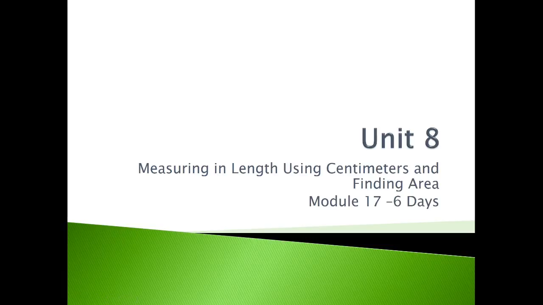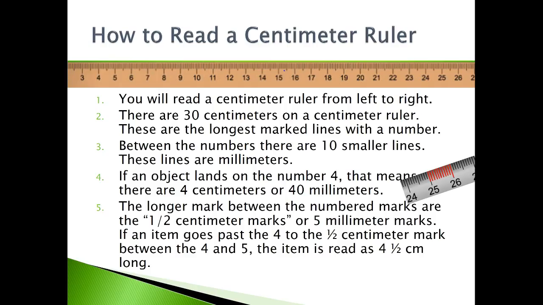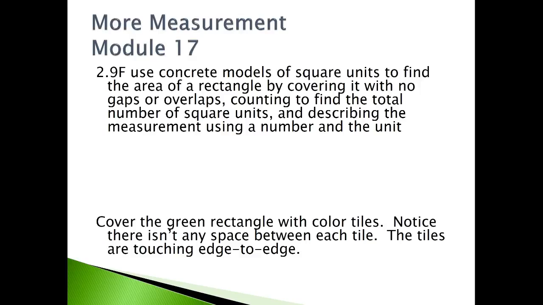Unit 8, we're going to start measuring in length using centimeters and finding area. So now we're going to be talking about centimeters. So here are some directions on how to measure with a centimeter ruler, a little bit different, but in some things that are the same as earlier with the ruler. And then we'll go into introducing area to the students. The students have never had area up to this point before. So in second grade, you use concrete models of square units to find the area of a rectangle by covering it with no gaps or overlaps, counting to find the total number of square units, and describing the measurement using a number and the unit.